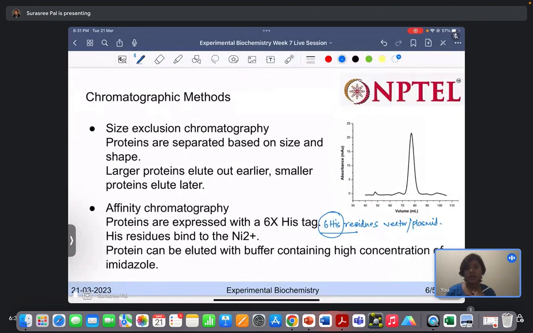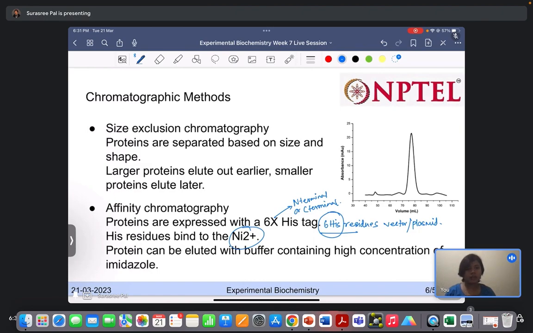and it becomes attached to the N terminal or the C terminal of the protein. This 6 histidine tag is attached. And why are we using this 6 histidine tag? While discussing affinity chromatography, I had talked about this, that the histidine residues can bind to the nickel ion, nickel 2+ ion.